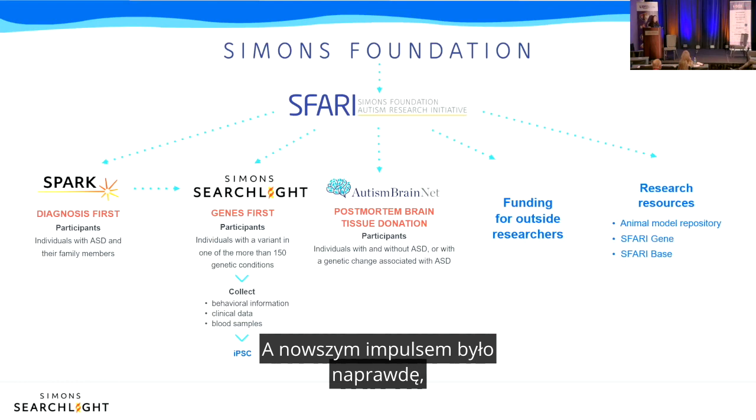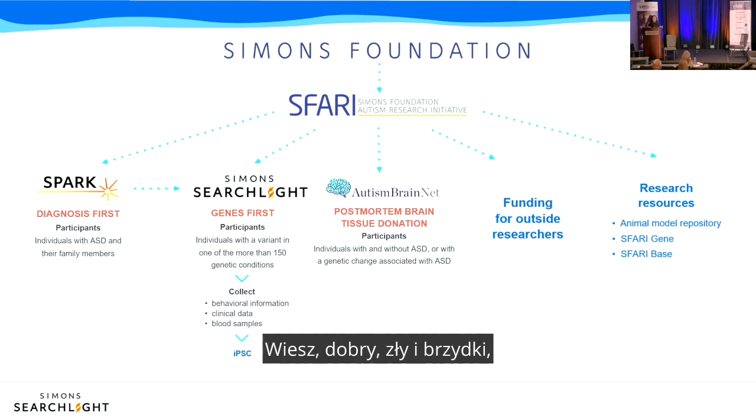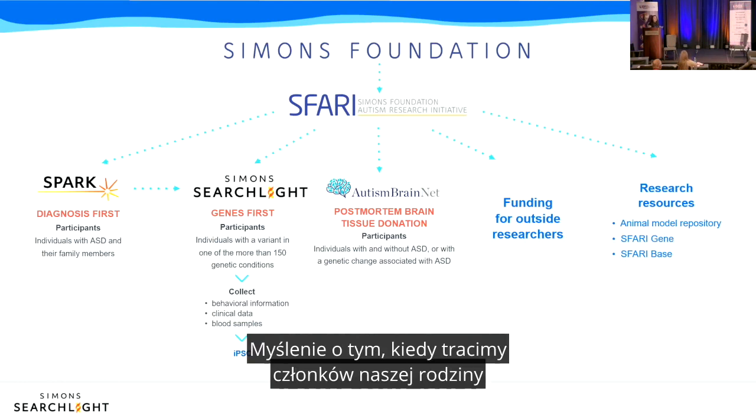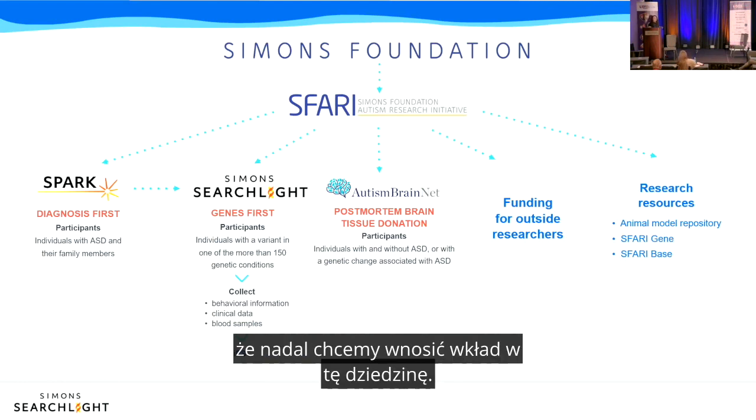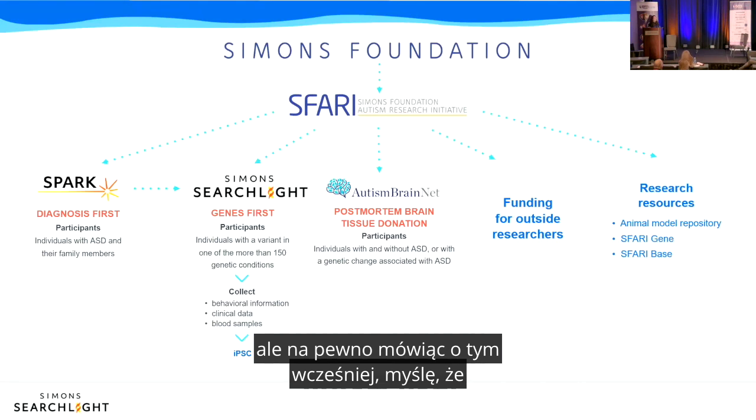And the more recent push has really been, as we've talked about, how can we think about the future, the good, the bad, and the ugly, thinking about when we do lose our family members and we still want to contribute to the field. The Autism BrainNet really is something we are asking families to think about. It's a hard decision to go through and have that discussion, but certainly talking about it beforehand can be helpful in hopefully opening up a lot more information about the brain.